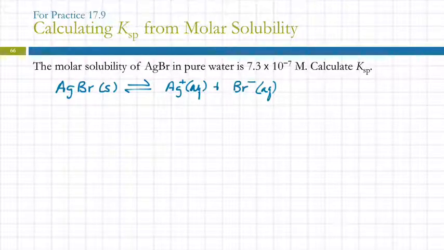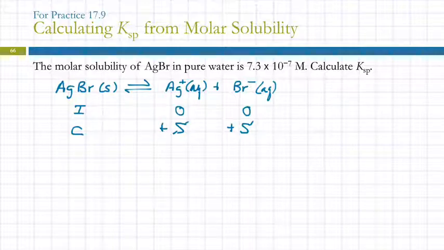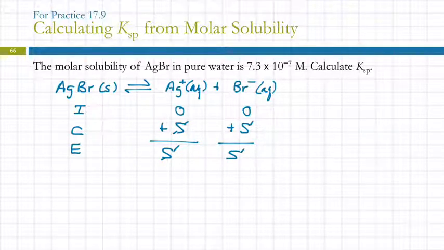It tells us how many moles of this dissolve per liter of solution. So we don't have to do the ICE table thing, but it might be helpful. This one's simple, but if you get one that, like iron 2 hydroxide, where you have 2 hydroxides, then it can become a little more complicated. Initial concentrations were 0, and the change is that each of these increases by S. So then at equilibrium, the concentration of each of these is the same as the molar solubility.